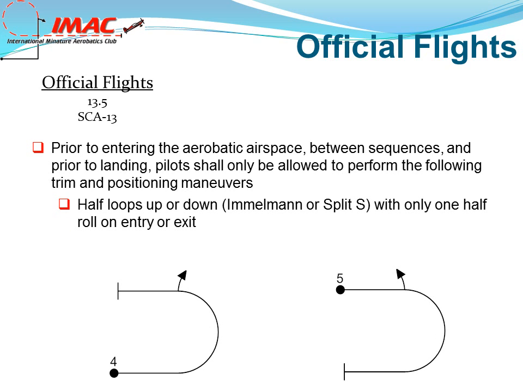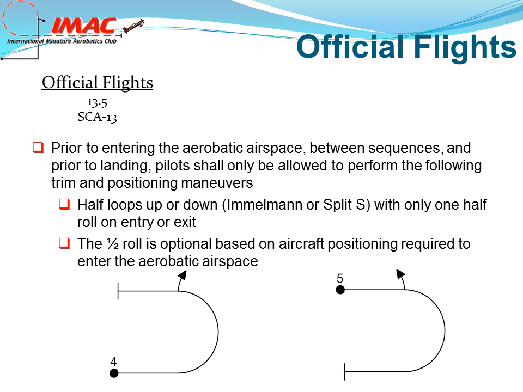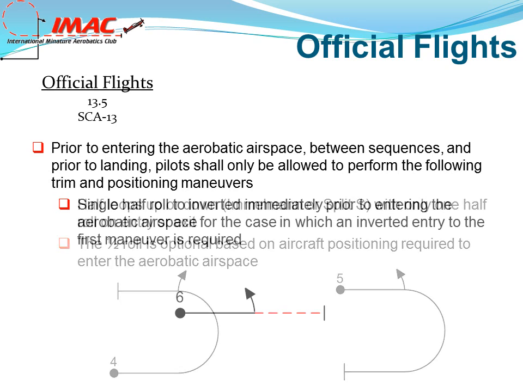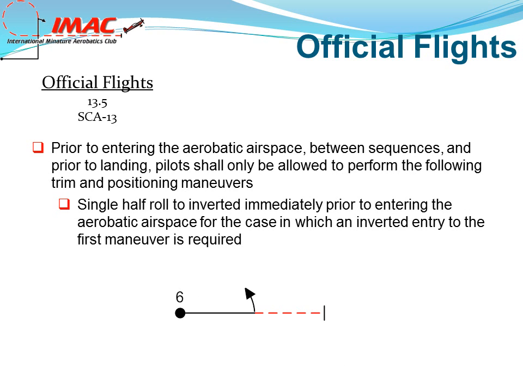Half loops up or down, Immelman or split S, with only one half roll on entry or exit. The half roll is optional based on the aircraft positioning required to enter the aerobatic airspace. Single half roll to inverted immediately prior to entering the aerobatic airspace for the case in which an inverted entry to the first maneuver is required.